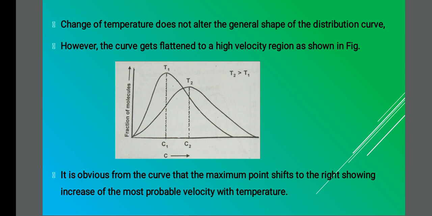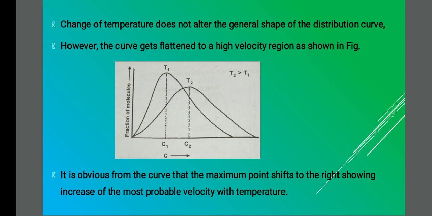Looking at the curve, at normal temperature T1 we get the normal curve. When the temperature increases, the curve gets flattened. Flattened means that many molecules are possessing that velocity. So the most probable velocity will be increasing with increase of temperature. That's the conclusion you are getting from this effect of temperature on the distribution curve.